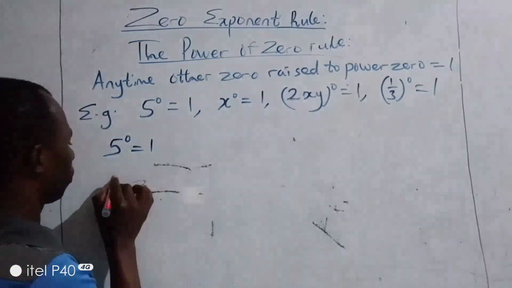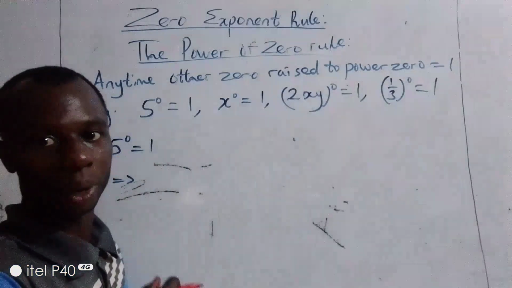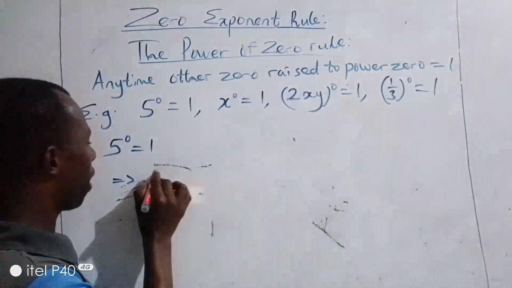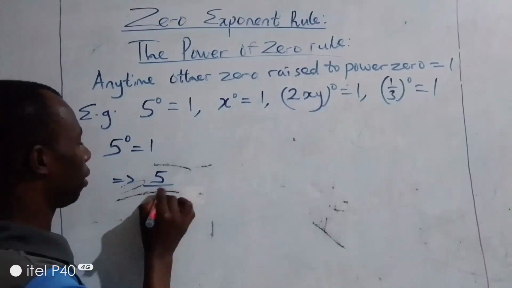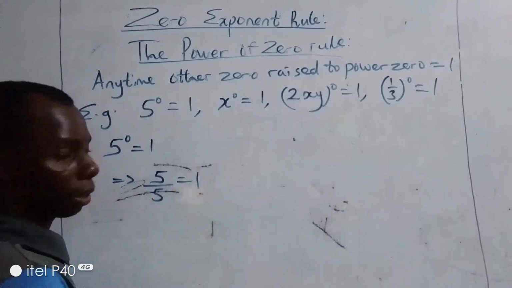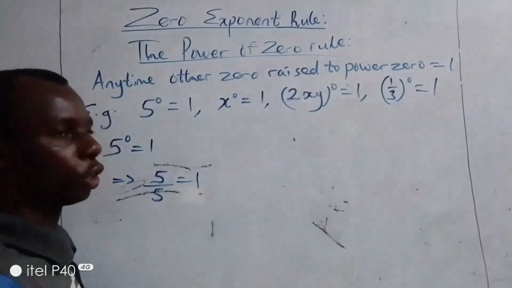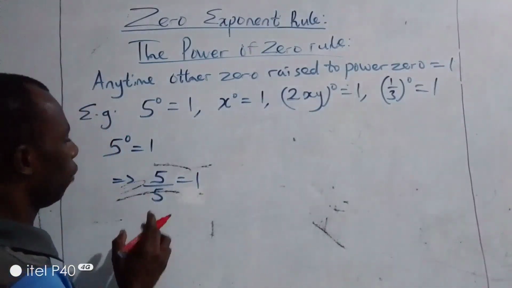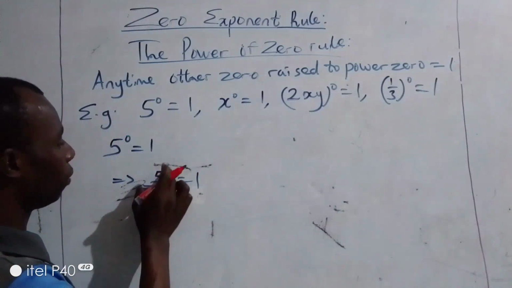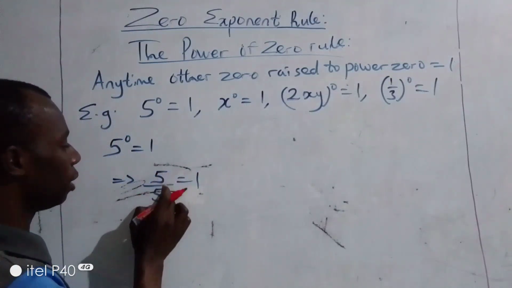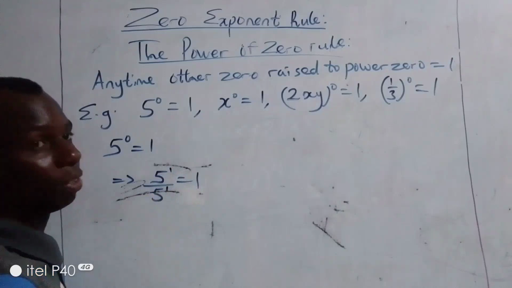Well, look at it this way. There are 2 ways I can prove it. Now, if I have 5 divided by 5, what is the answer? 1. Is that not so? Do you agree with that? Good. It's simple division. Now, what if I tell you that the power of each of these, both the numerator and the denominator, is 1 and 1? Do you believe that? Good.